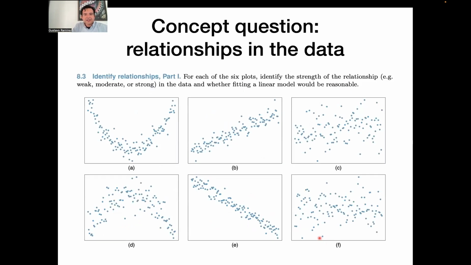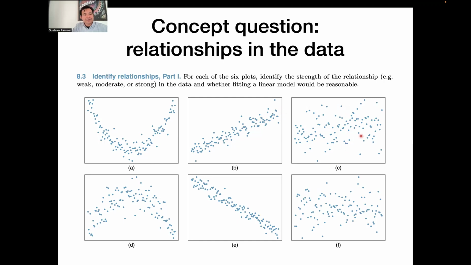Let's have a look at what we have here. So again, for each one of these six plots, we want to identify the strength of the relationship, weak, moderate, or strong, in the data, and whether fitting a linear model would be reasonable. So again, here we're stuck with another parabola. So yeah, the relationship there will probably be flat. I don't know, this would probably not be a good linear model data set. This, conversely, right? This would be a pretty good data set for a linear model, right? You can very easily think about drawing a line through the middle there, and that line being relatively representative of the net trend that all this data are following, right? So that's probably a good one.